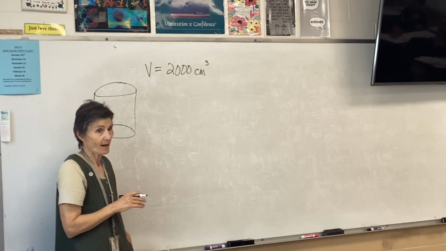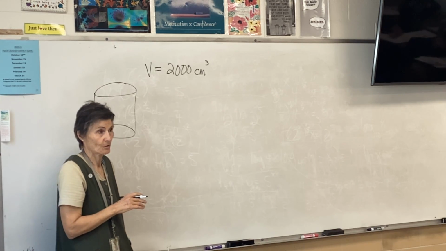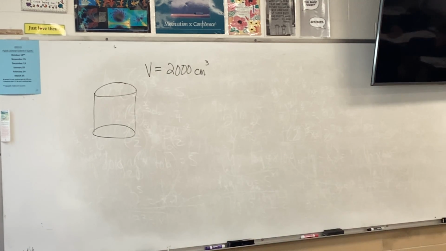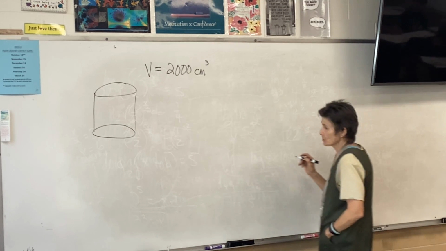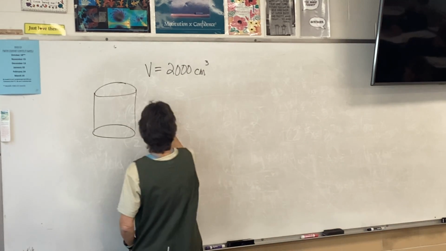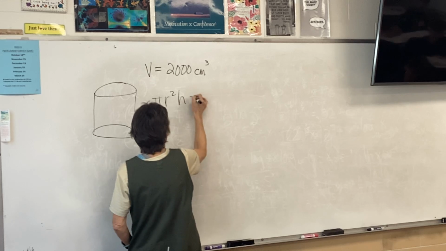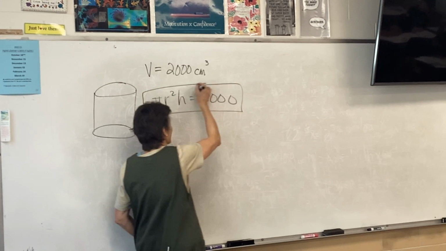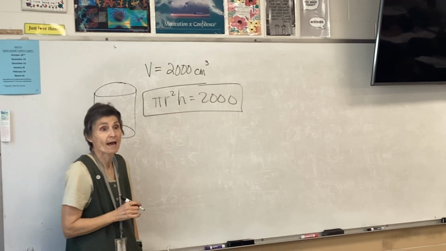How do I find the volume of a cylinder? What is the formula for the volume of a cylinder? I think we've talked about this before, and you knew it. Who can tell me the volume of the cylinder? Pi r squared times the height. So pi r squared h equals 2,000. Now I can't solve that, so I'm just going to hang on to that for a minute, but I know that.